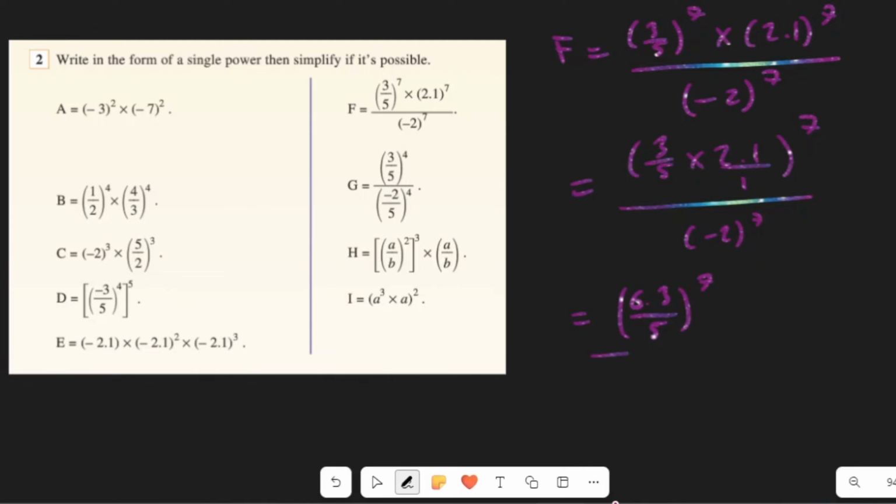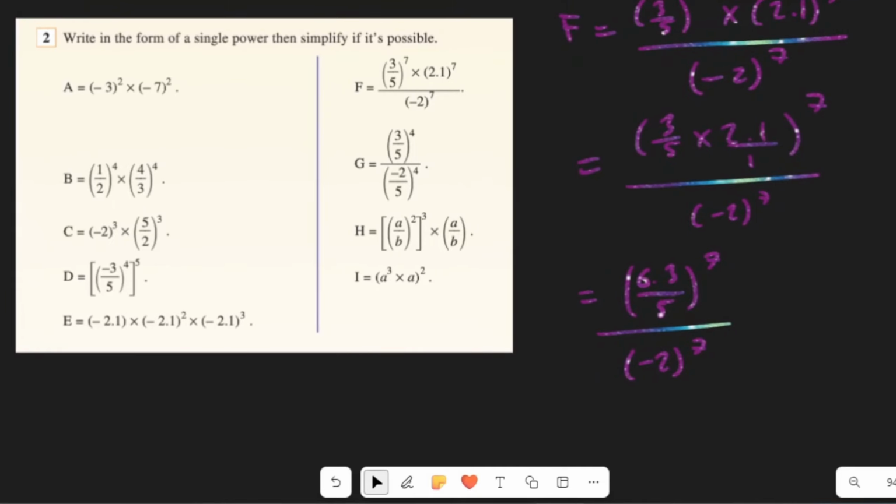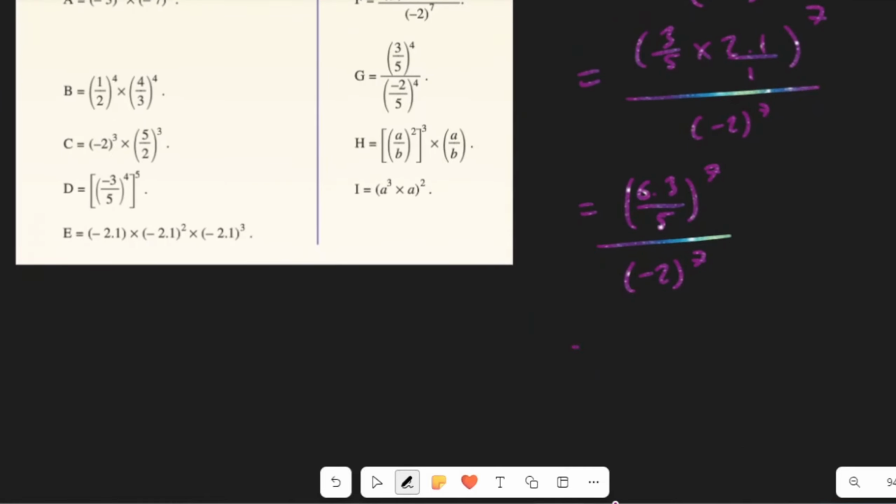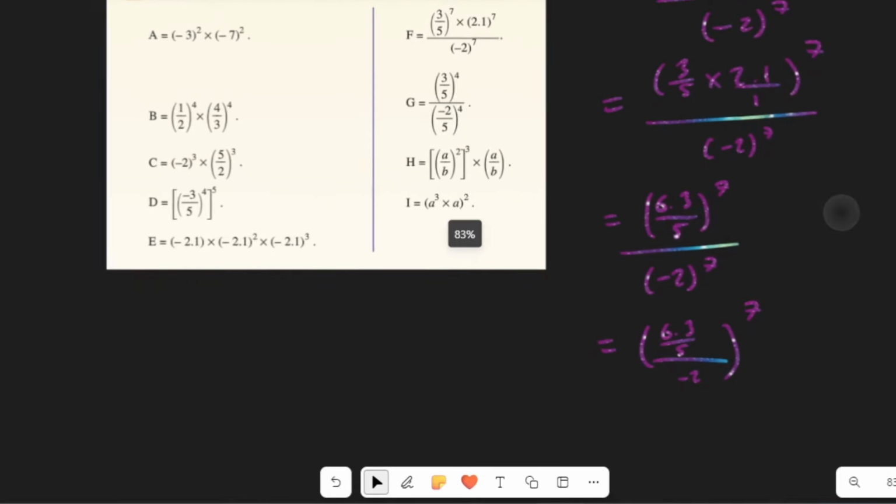And all this over negative 2 to the power of 7. Finally, we can take the 7 outside and we'll get (6.3/5 all over -2)^7. And since we know that 7 is an odd number, the result's going to be negative.